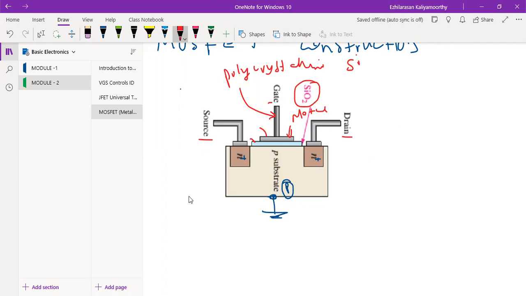So now let me see how it is constructed. Here we see the gate electrode is placed on top of a very thin insulating layer, and there are a pair of small N-type regions just under the drain and the source electrodes. These are electrodes.